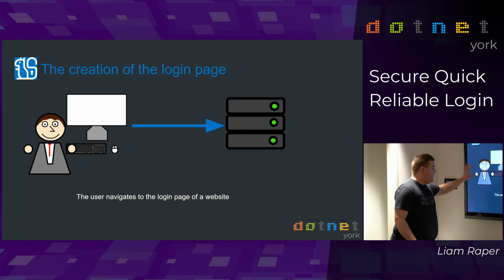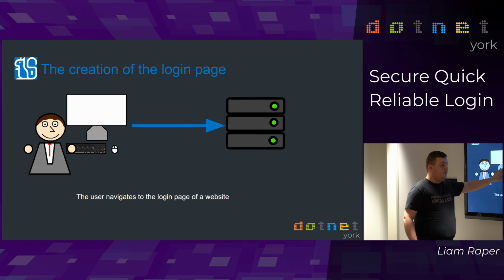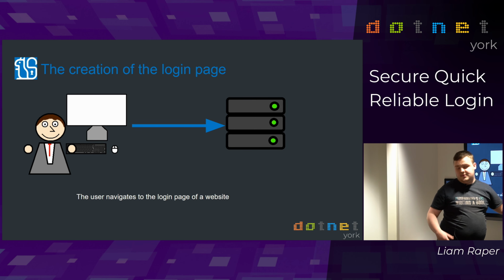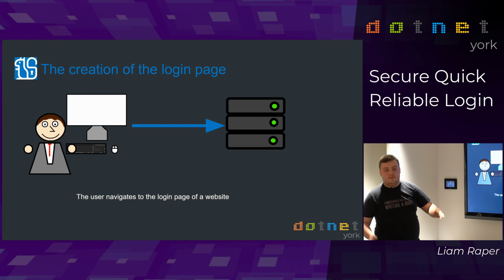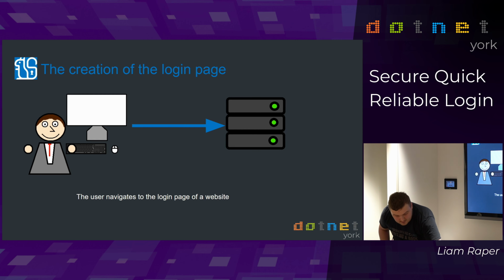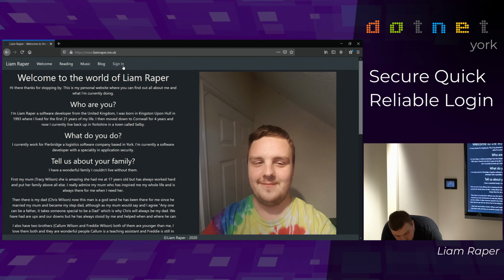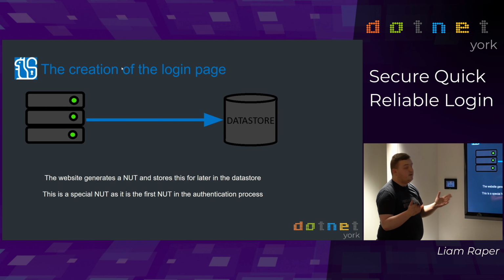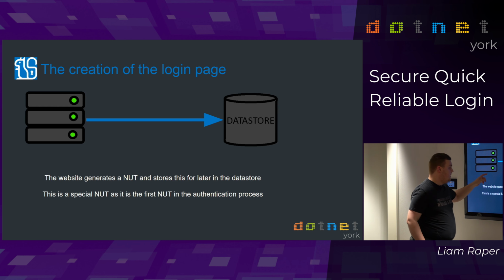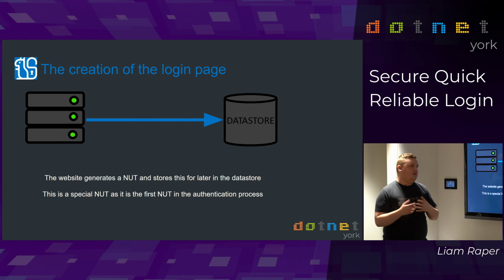So we've got our user, we've got their computer, and we've got the application server. There's also a database, but we can't see this yet. So the user navigates to the login page. So my website, for instance, we navigate to the login page. What happens when you do that is the web server goes off to the database and stores this thing that's called a nut. Squirrel, nut, goes quite nicely. The nut is a unique number or unique sequence of characters, cryptographically safe, random, and never repeating.